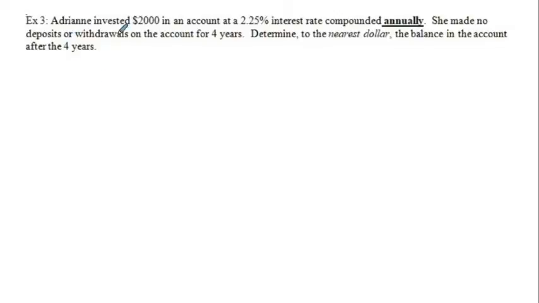Adrienne invested $2,000 in an account at a 2.25% interest rate, compounded annually. She made no deposits or withdrawals on the account for 4 years. Determine to the nearest dollar the balance in the account after the 4 years. All right, so let's go ahead and pull up our previous notes. We have y equals a, our starting value, times 1 plus or minus r to the power of x.